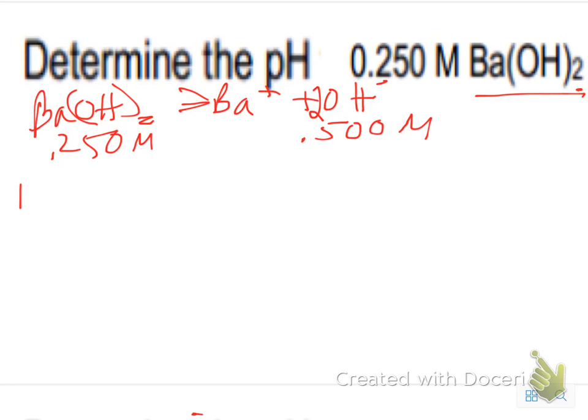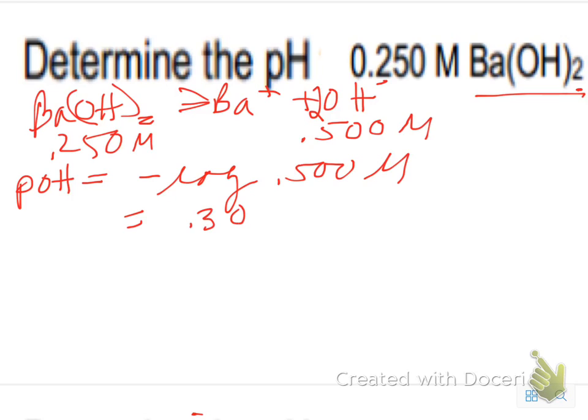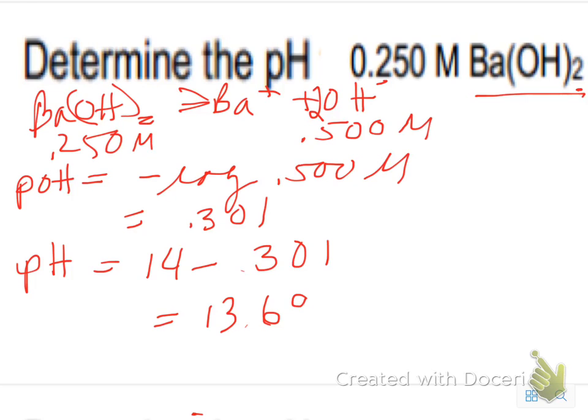So now when I do my pOH, I have to say is the negative of the log of the 0.500 molar, which is going to be 0.301. So my pH is going to be 14 minus my pOH, which is 0.301. So that's going to be 13.698. And that makes sense. Again, very high pH, even higher than it was with potassium hydroxide, because for every 1 molar of the base, I get twice as many hydroxide.